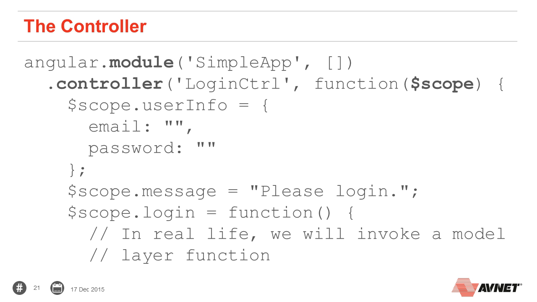So the model here really corresponds with the variables that we're defining, in this case, on the actual scope object. The view corresponds with our template, really the resulting DOM that gets generated when the page gets processed inside of the browser. And the controller corresponds with this LoginCtrl class. And the controller is part of this module, simpleApp.